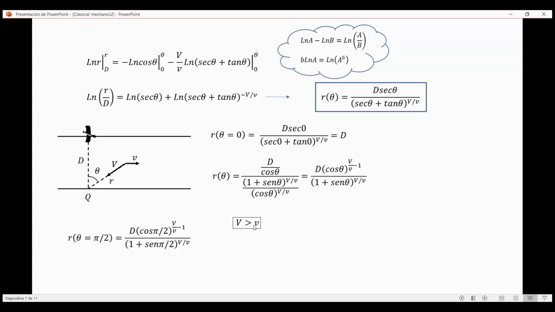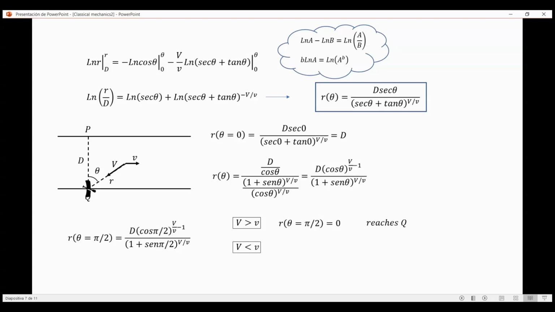If capital V is greater than small v, this is greater than 1, so it will be positive. This exponent here is positive, and we get that the radial coordinate is just 0. Sine of pi over 2 is 1, but this will be 0. Cosine of pi over 2 is 0, powered by something positive, this is 0. So what does it mean? That the boat will actually reach Q. The final radial coordinate of the boat will be 0 because it will be at Q. And this is intuitive because if he is strong enough to overcome the current, he will actually reach the point he wants to arrive at.